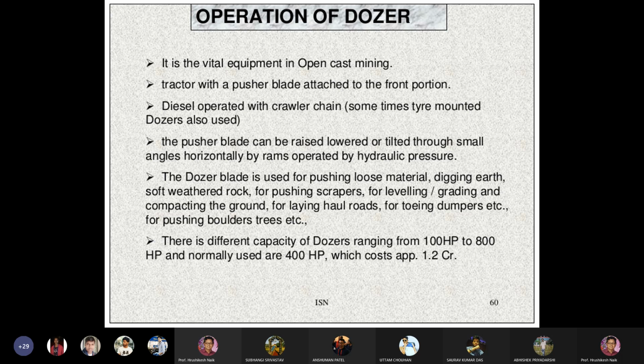The dozer blade is used for pushing loose material, digging the earth and soft weathered rock, for pushing scrapers, for leveling, grading, and compacting the ground, for laying haul roads, for towing dumpers, and for pushing boulders, trees, etc. There are different capacities of dozers ranging from 100 horsepower to 800 horsepower, and normally 400 horsepower is used, which costs approximately 1.2 crore. So these are dozers.